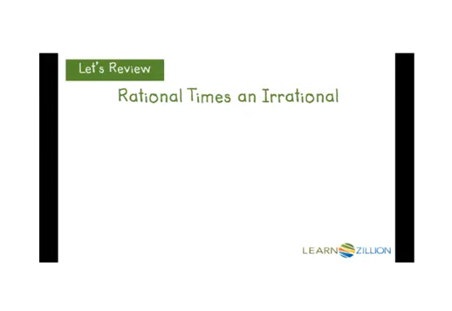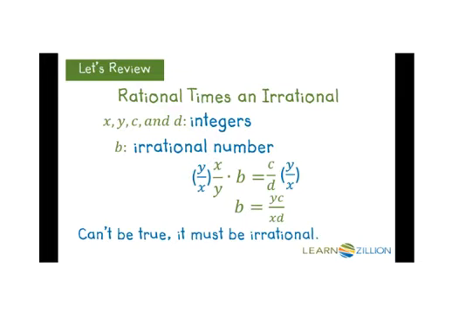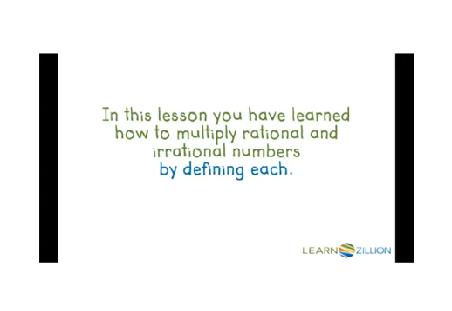With a rational times an irrational, let's say that x, y, c, and d are all integers, and I'm going to say that b is an irrational number. If you multiply x over y times b, x over y would be a rational number times the irrational number, and we're going to say that it equals c over d, which is a rational number. If I multiply by the inverse to get b by itself, I end up with b equals yc over xd. But we know that two integers multiplied give another integer, so an integer in the numerator and an integer in the denominator gives us a rational number. So b equals a rational number. But we just said at the beginning that b is an irrational number, so this can't be true. If it can't be true, then a rational number times an irrational number must be irrational. In this lesson, you have learned how to multiply rational and irrational numbers by defining each.